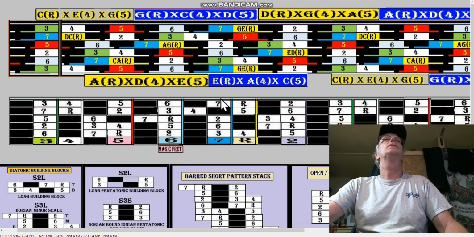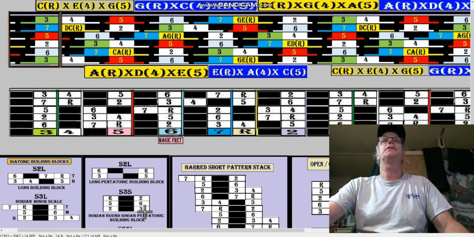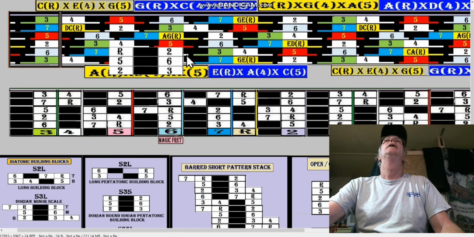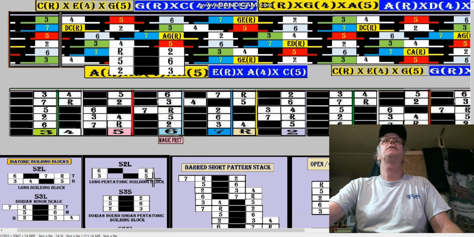Alright, so let's try that one more time. We're going to grab our S3S here real quick, because this is too important not to do, people. We have to look at it this way. There's our S3S in the A shape. And now we're on the pentatonic scale, so we don't have the 4th and the 7th to mess us up, right?